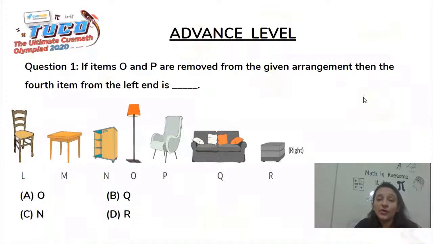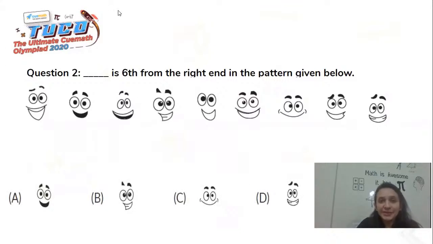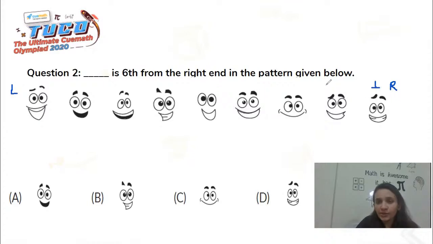Now we'll move on to the next question in the same advanced level. Here we have a lot of smileys on screen. It says dash is the sixth from the right end in the pattern given below. Again, we need to mark our left and right because in this question it's not given. So this is our left, this is our right, and the sixth one from the right end. So we start marking from the right end: 1, 2, 3, 4, 5, and 6. This is the smiley at the sixth position from the right end, and we need to spot the same exact smiley in the given options below. The one which is exactly the same is option B, and so that becomes the correct answer.